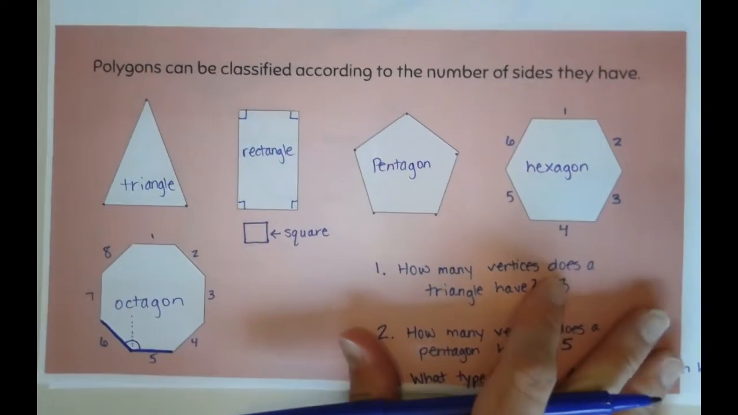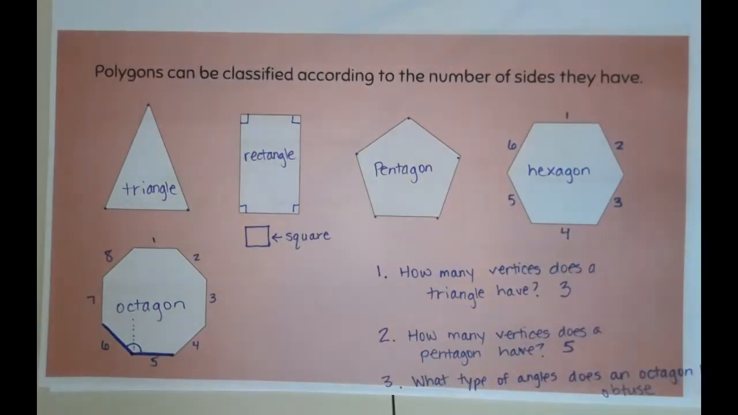Okay. So these are just some things that we have to think about when we're looking at shapes. We have to be able to understand how many sides they have, how many vertices they have, and we need to understand their angles. So do they have right angles? Do they have acute angles or obtuse angles? Or maybe they have a combination of some right angles, some acute angles, and some obtuse angles.